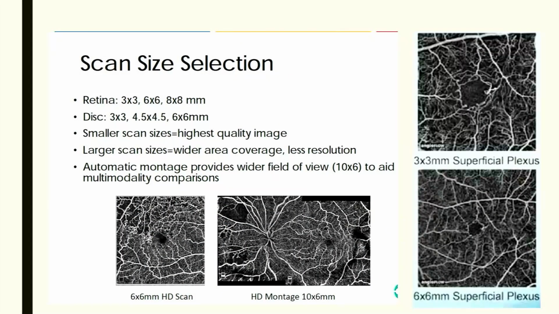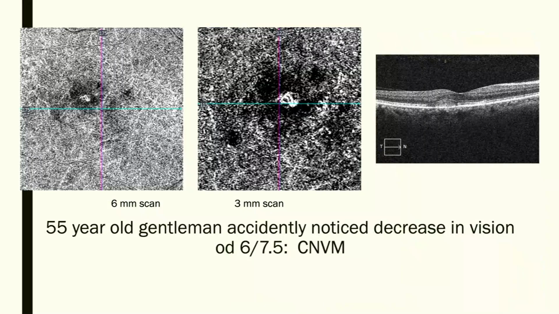Scan size. Scan size is also very important. Just as I told you, what scan you want to do, a cube or radial, raster, which one? Scan size is also important. This is again the same thing: superiorly, the same scan at 3 millimeter, and inferiorly at 6 millimeter. And this is a 55-year-old gentleman who just came after an accident with decreased vision. Left side is 6 millimeters.